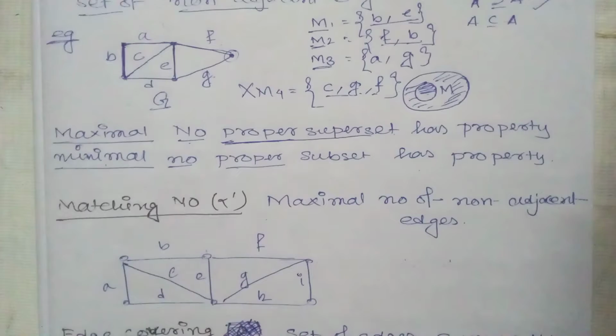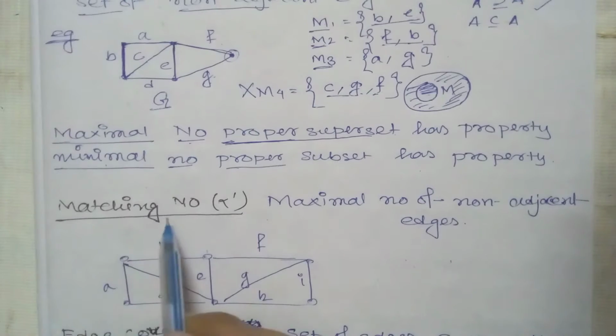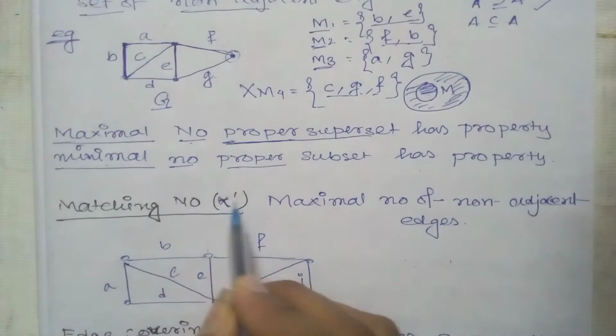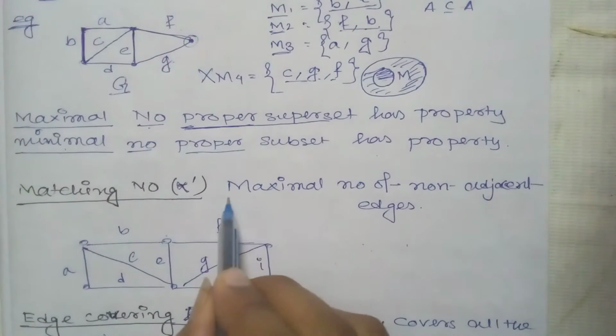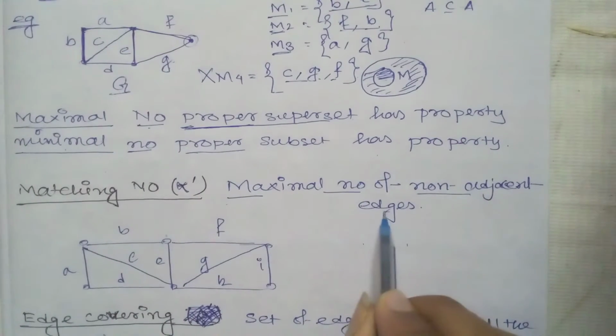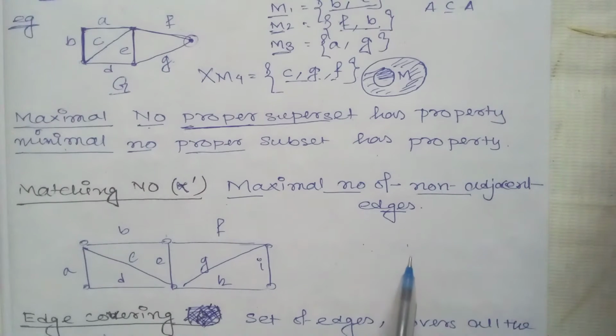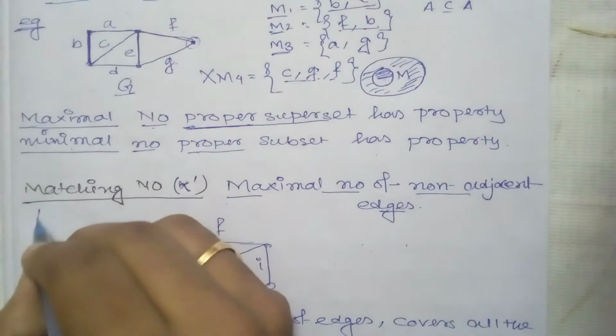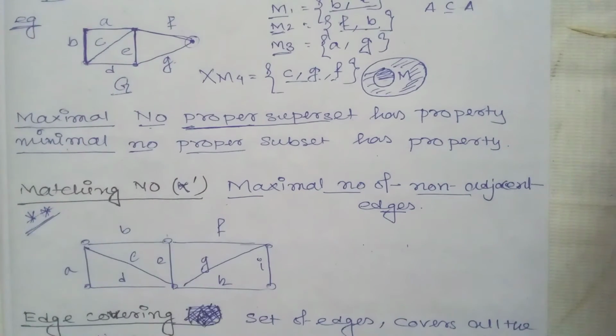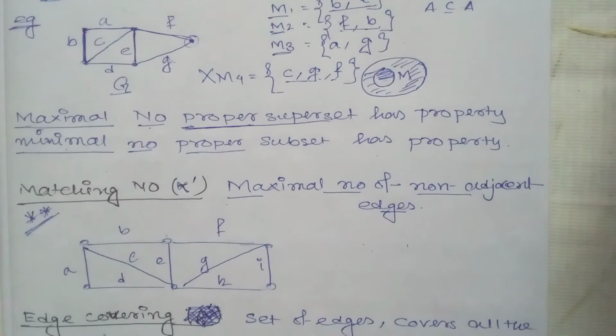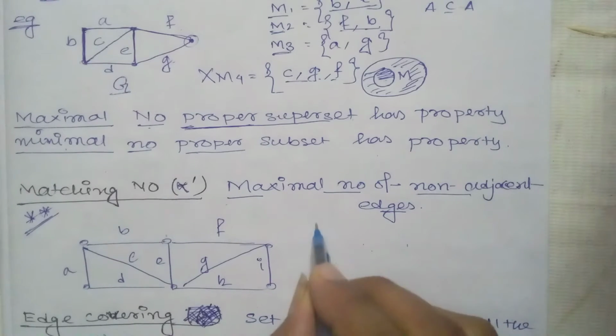Let's see the definition of matching number, which we denote by alpha dash. What does it say? The maximum number of non-adjacent edges. It means the maximum number of non-adjacent edges that exist in a graph is called the matching number. This is very important. This property you can see in many competitive exams, and it is also very useful for your university exams.